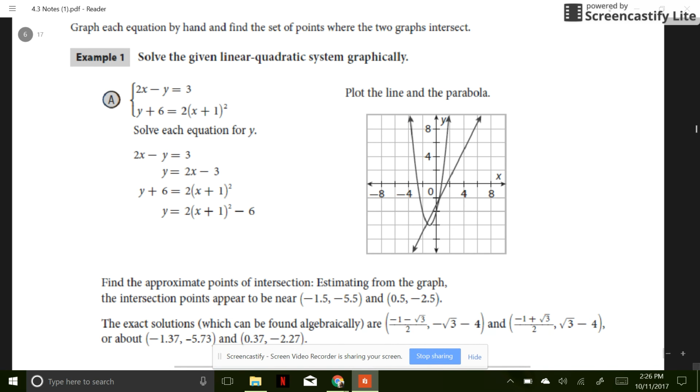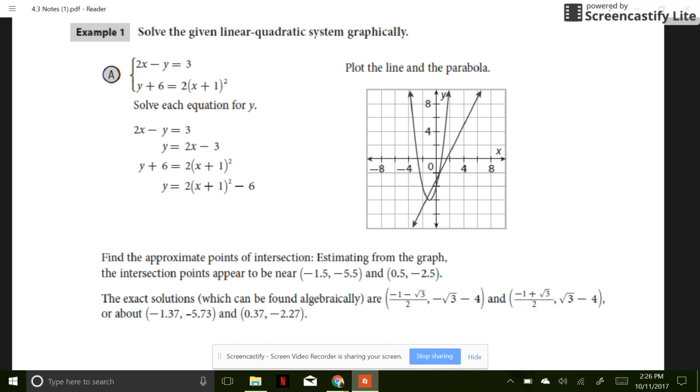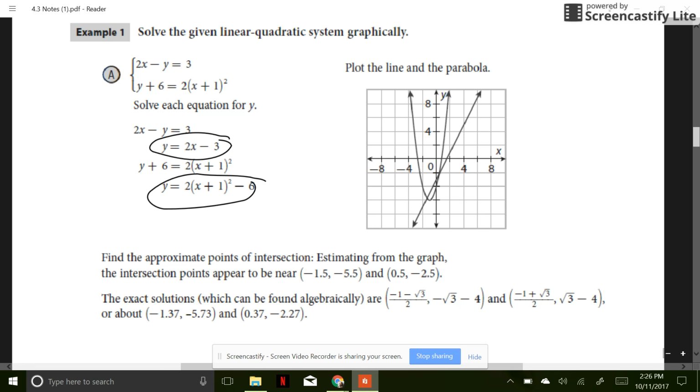So if we want to solve these graphically, you'll be given a line and then either a parabola or a circle, because those are the two types of quadratics we have. So to solve these, you want to solve each equation for y. So we'll get our first equation, y equals 2x minus 3. Second equation, y equals 2 times the quantity x plus 1 squared minus 6. Graph them and find the intersection points.